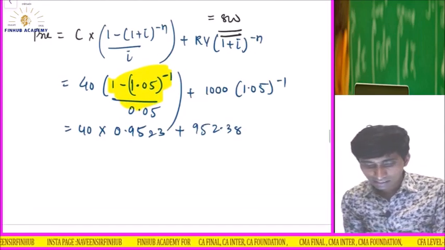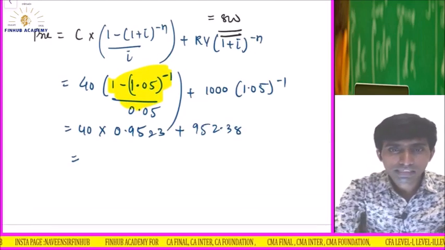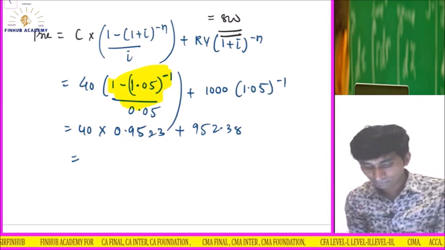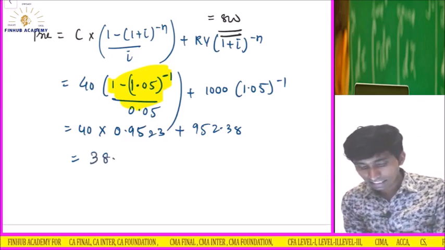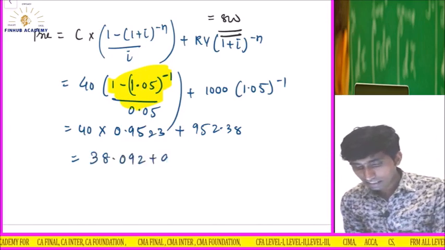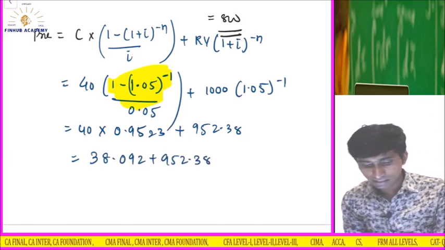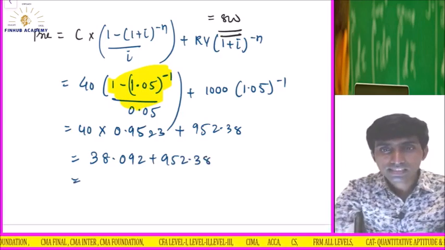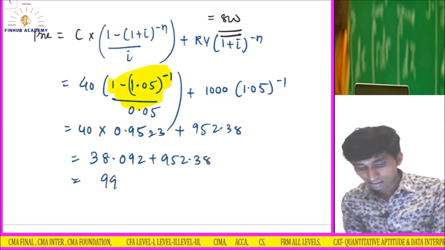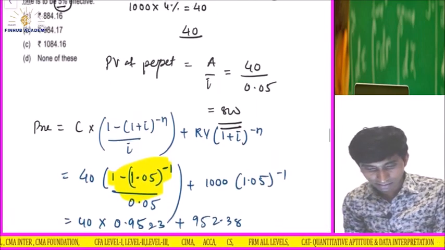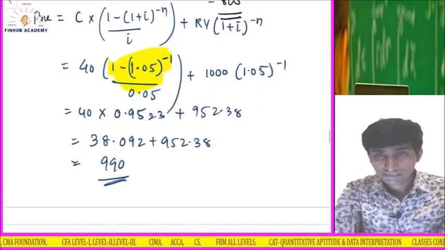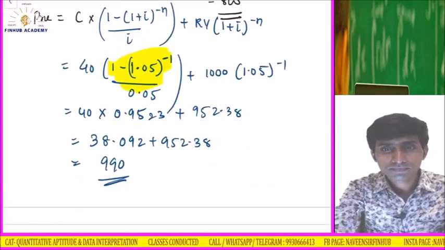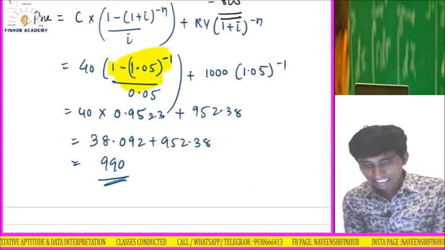I am getting 952.38. Then I will multiply 40 by 0.9523, which equals 38.092. Plus 952.38, I'll add, equals 990. That is the answer. Let me check whether 990 is there. No, it is not there. $990 is the answer I am getting.